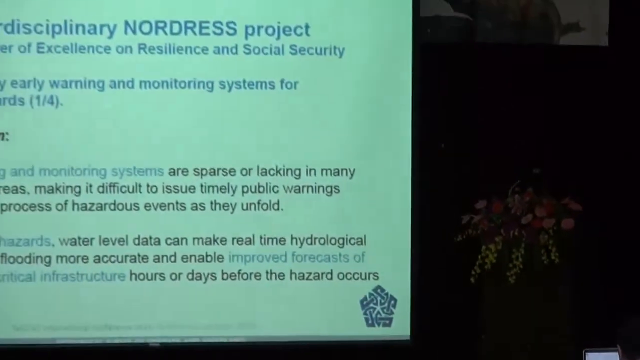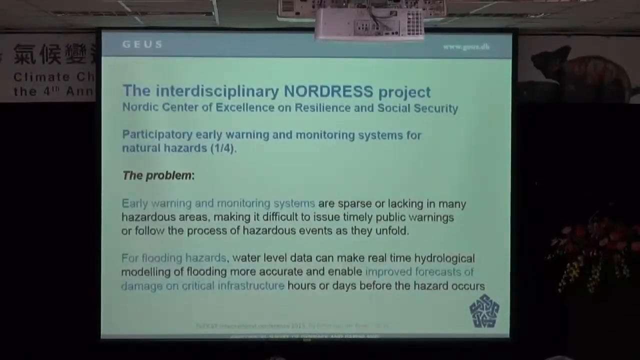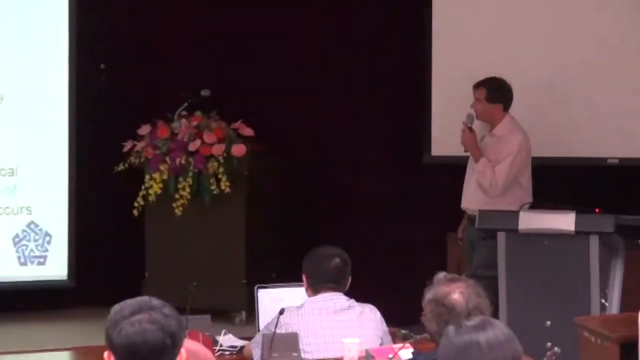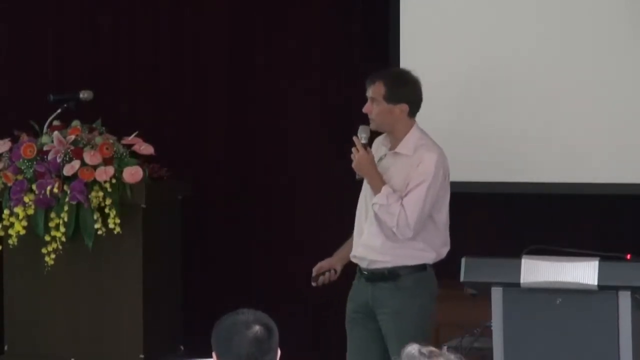So the continuation will mostly be about the Hydrologist project, where we try to apply this information. And we build on what we have already achieved in other projects in which GEUS has been involved, both national and European projects. The Hydrologist project is the Nordic Center of Excellence for Resilience and Social Security, and it's about a whole range of social security issues and resilience, ranging from psychological resilience to physical resilience. One of the work packages, one of the tasks in which we are involved, is participatory early warning and monitoring system for natural hazards.